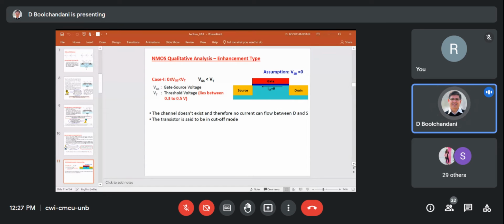So when your gate to source voltage is less than threshold voltage, no channel is formed, and no current flows between the drain and source. If your gate to source voltage is greater than threshold voltage, a channel will be formed and a current is going to flow. And this threshold voltage typical value is, say, from 0.3 to 0.5 volt. So if your gate to source voltage is less than this threshold voltage, no channel is formed, no connection between drain and source, and the transistor is said to be in cutoff mode.